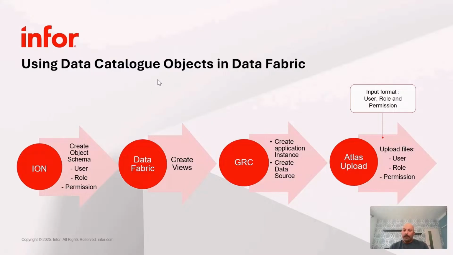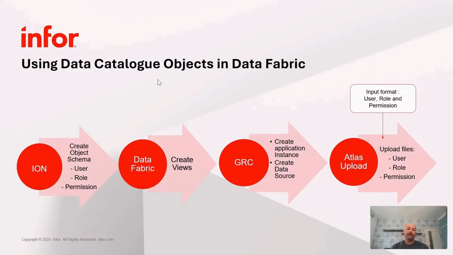Right. So then you have the object files that are created in data catalog, and then you will be able to see them and browse them using the data fabric compass. Then what we are doing is we are creating the data fabric views on top of this data, and these views are the ones that are mapped to the destination schema in GRC, and that is how we are able to get any data into GRC.